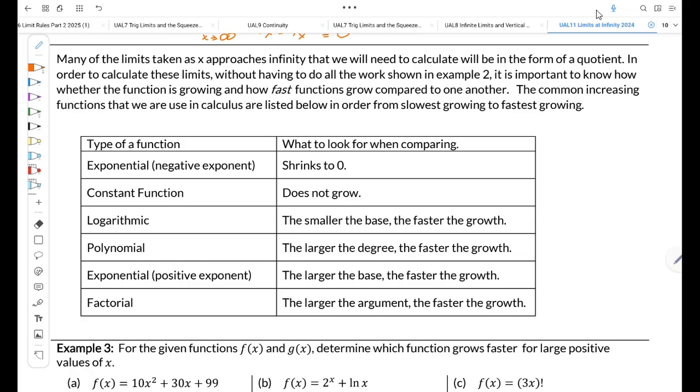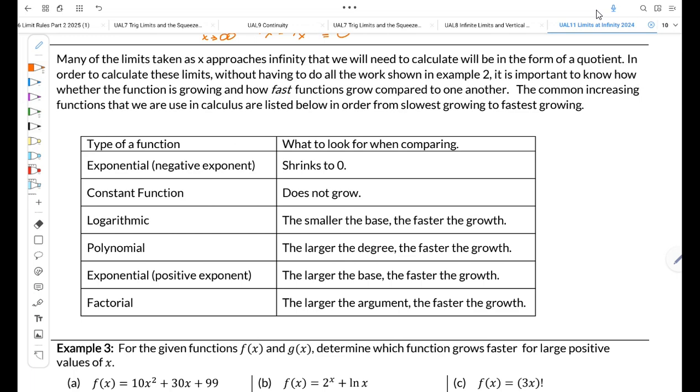After logarithmic growth, your next type of growth is polynomial. And this is one where you will have to know, the bigger the degree, the faster the growth. X cubed grows faster than x squared. Plugging a number into x cubed is going to get bigger and bigger than plugging a number into x squared is, right? Because you're multiplying 3 times. So with polynomials, you do need to look at the degree to see which one's growing faster.